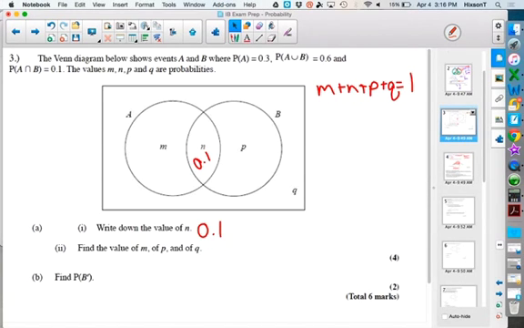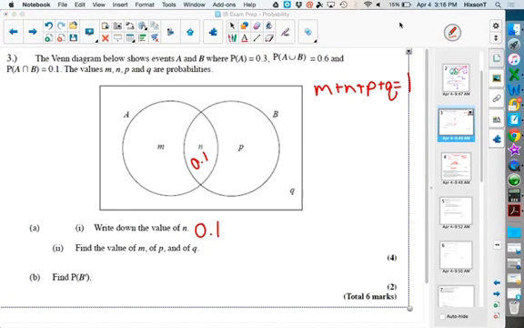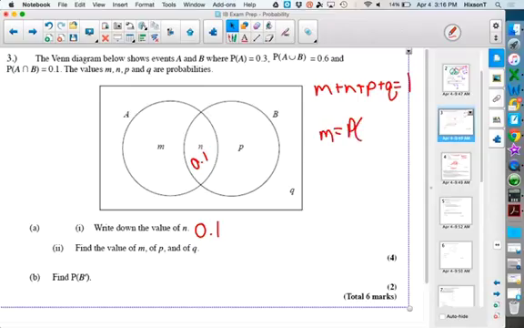Okay, so we got 0.1 for n. How do we find m? Basically like a minus n. Well, no, because all of a is 0.3 and we have minus n. Very good, okay. So m is the probability of a minus the 0.1. So good, m is 0.2. Alright, so we got that, 0.2.